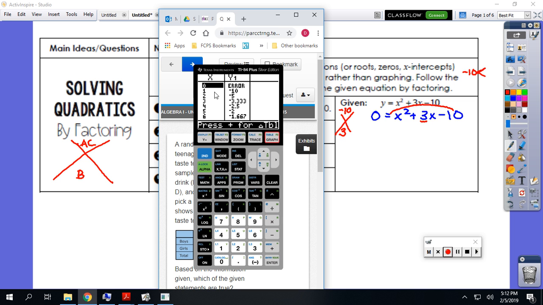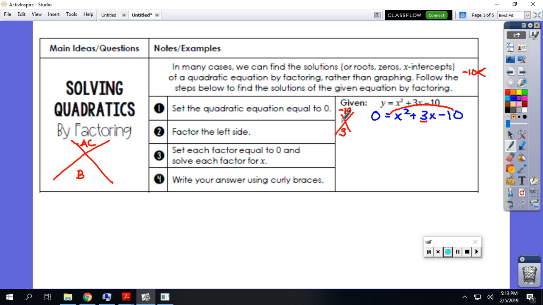So I am looking at the whole numbers, and I'm looking for the ones that add to give us a positive 3. So in my head, 1 minus 10 is negative 9. 2 minus 5 is negative 3. Don't care about the decimals. 5 minus 2 is positive 3. So those are my two factors. So my two factors are 5 and negative 2. 5 times negative 2 multiplies to give you negative 10. 5 plus negative 2 adds to give you 3.